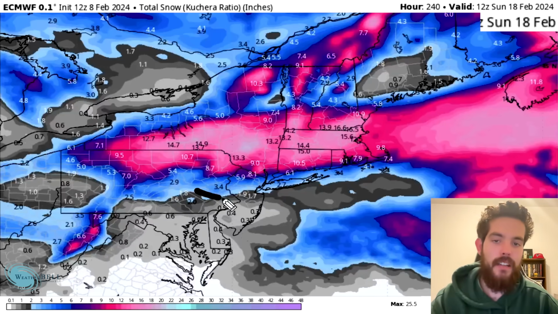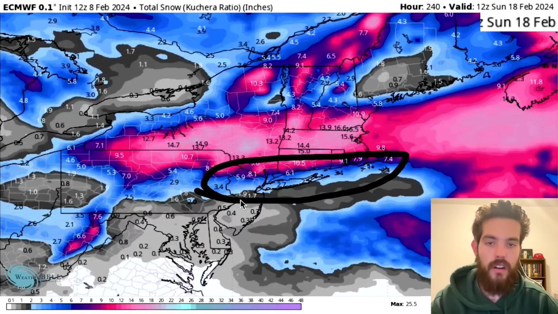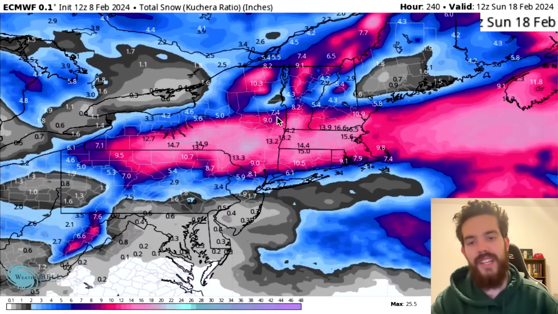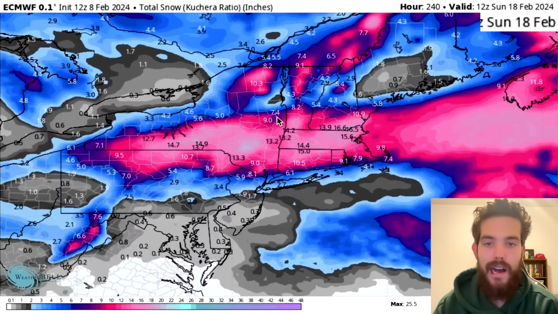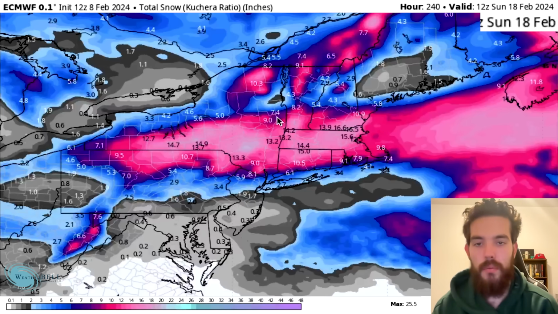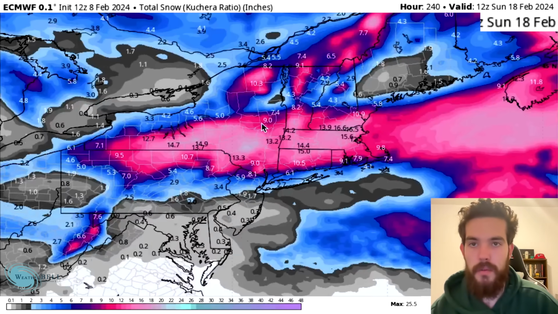And then we have that mixing going on for the more coastal areas here of southern New England into like Long Island, New York City, and northern New Jersey. I feel like this is a pretty good solution. I think the amounts might be a little bit off. We might be looking at a little bit less here, maybe closer to 10 inches as opposed to those 12-inch plus amounts, but relatively close to my thinking with this storm, what we're looking at on the European model.